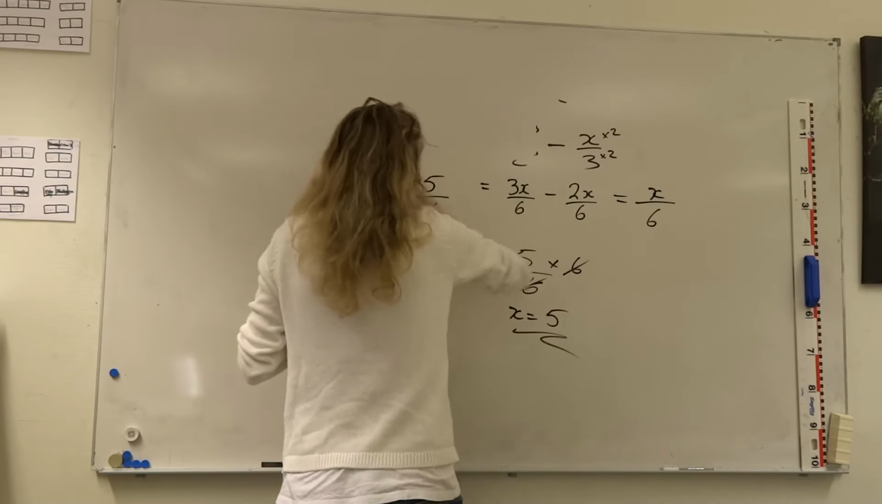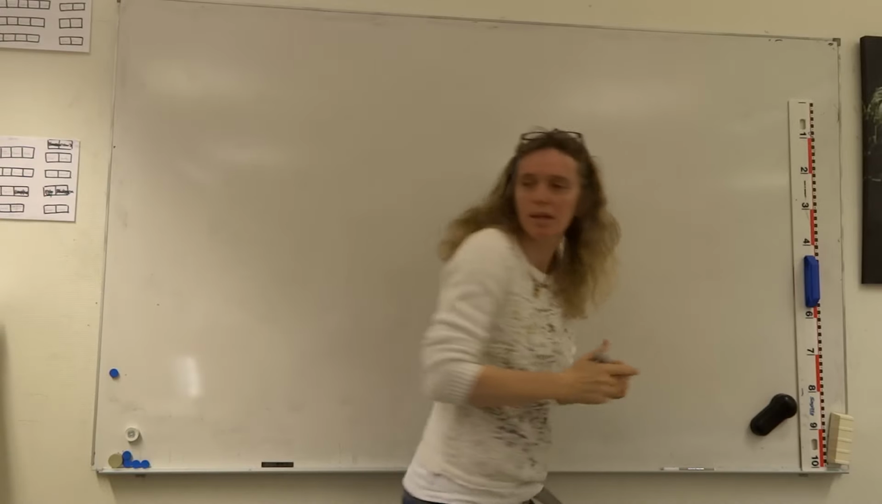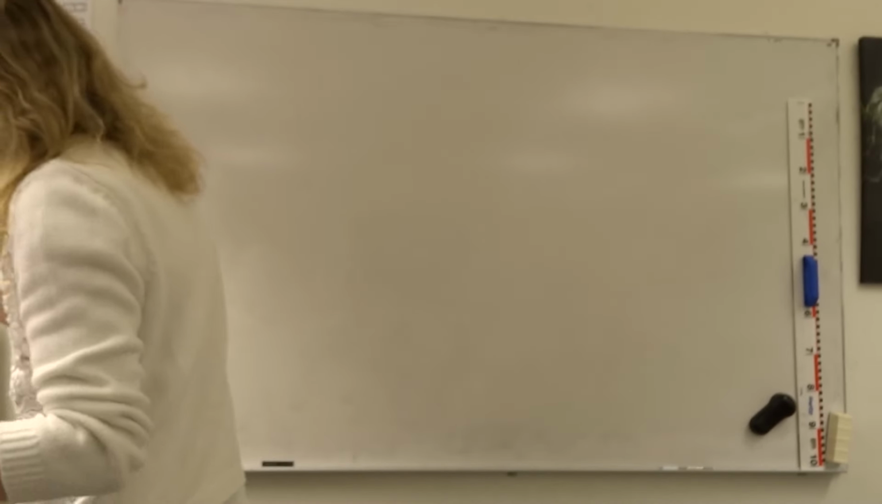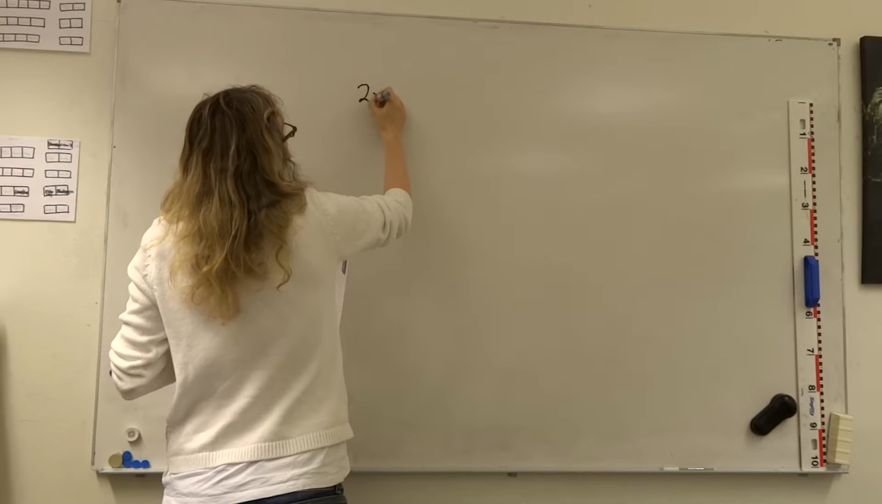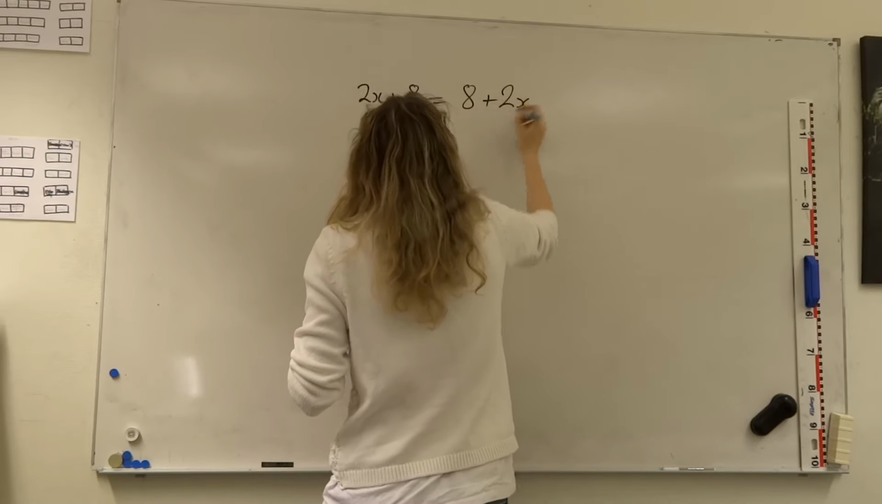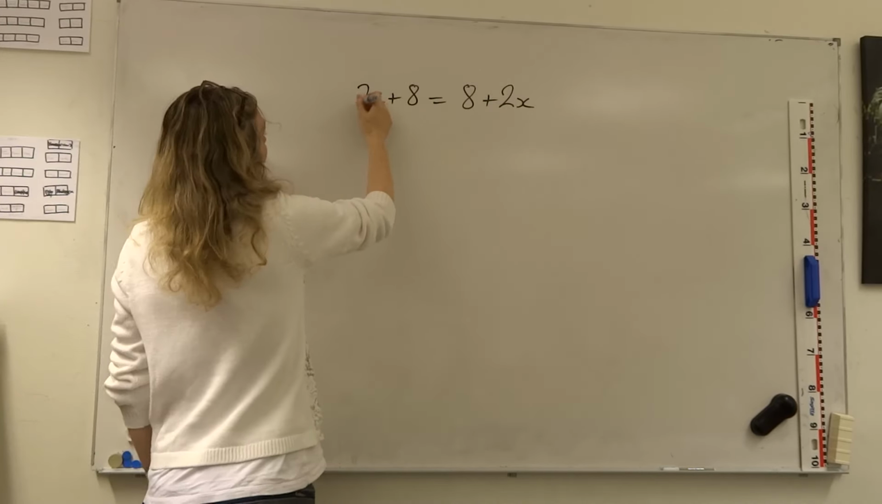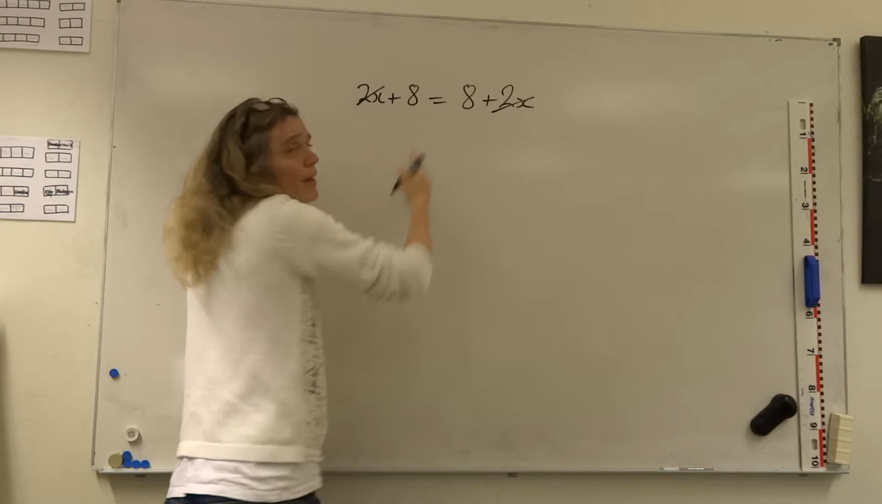Then we had a rather strange one, because I think we had, what was it, 2x plus 8 equals 8 plus 2x. What value of x? Well, look here. 2x here is going to cancel with 2x there, and we know that 8 equals 8.